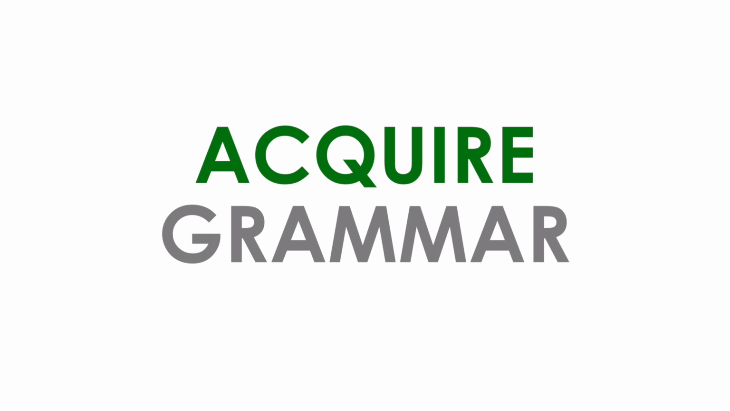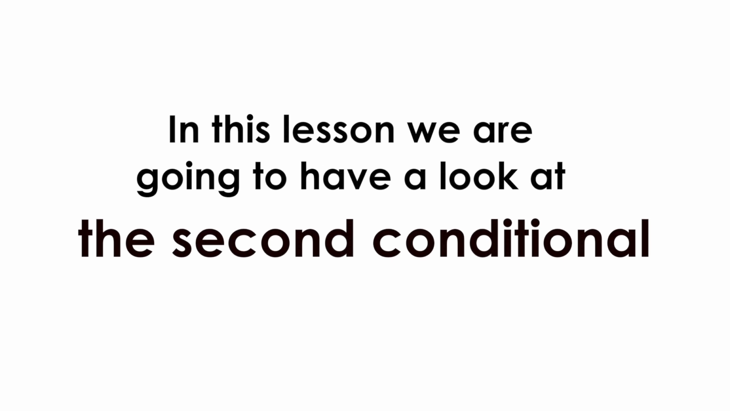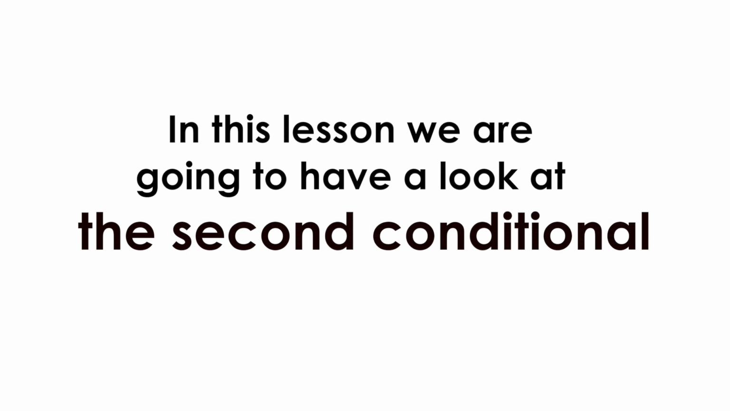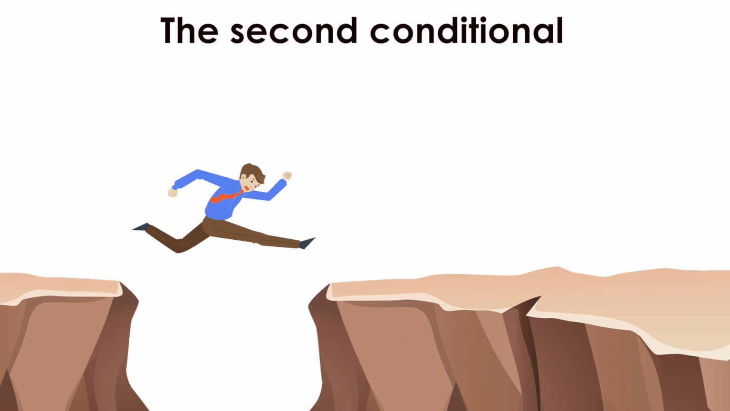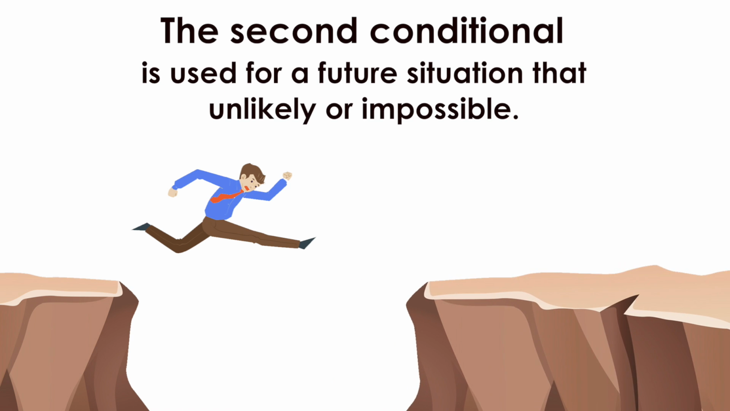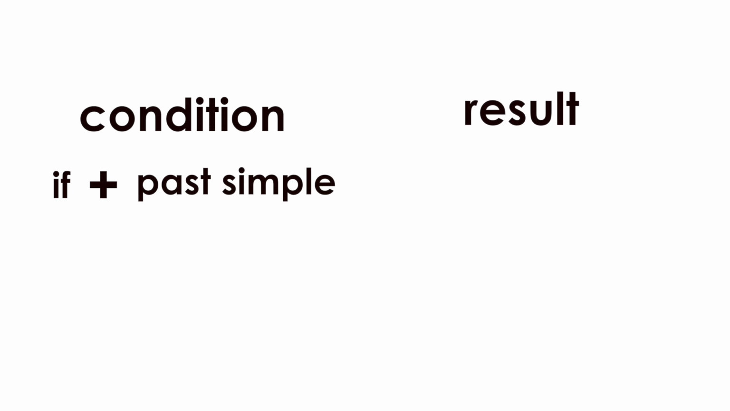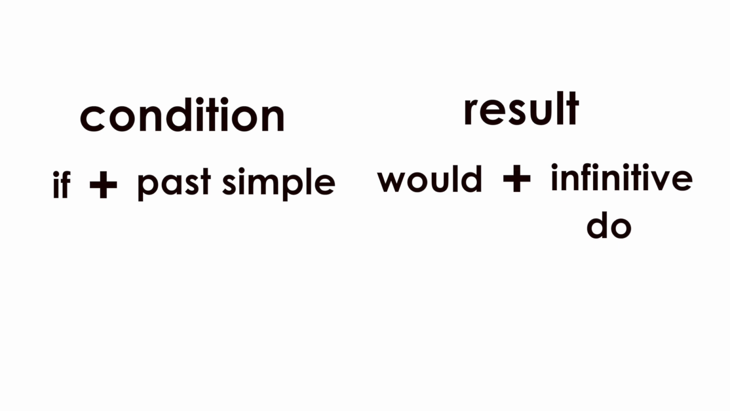Acquire grammar. In this lesson, we are going to have a look at the second conditional. The second conditional is used for a future situation that is unlikely or impossible. For the condition, we use if plus the past simple. And for the result, we use would plus the infinitive, like do, give, or fly.